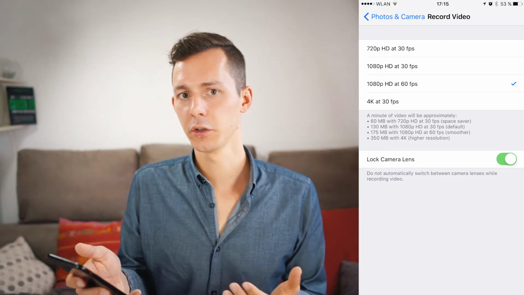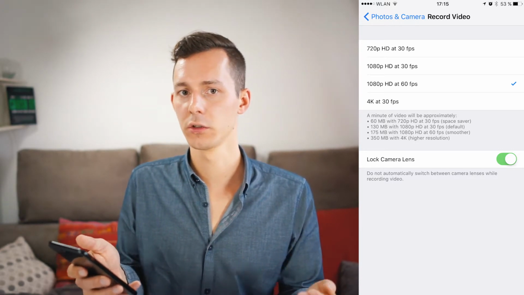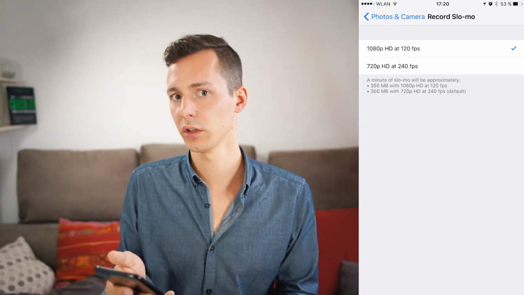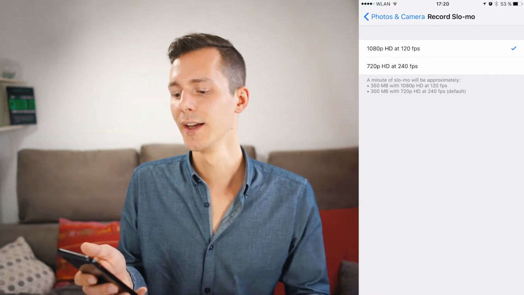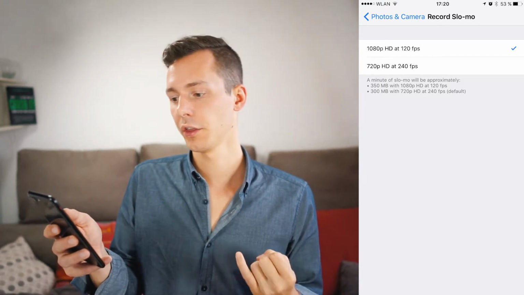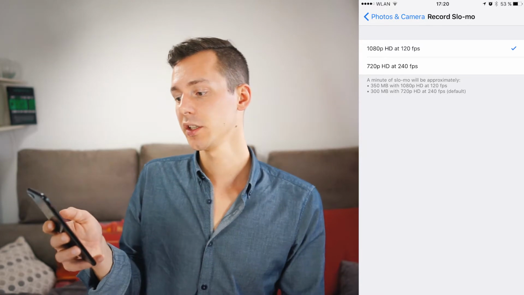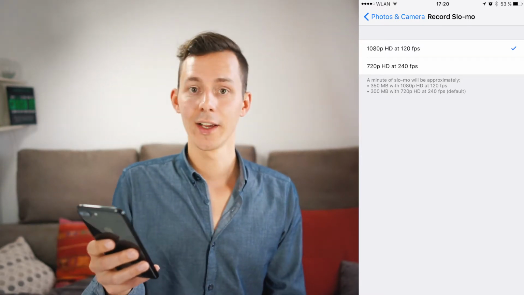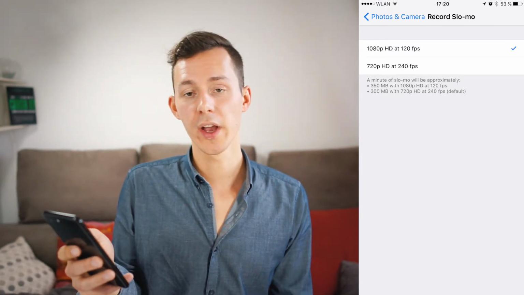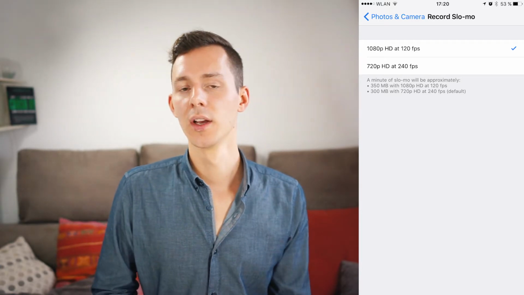But if you actually want to use the slow motion mode of the iPhone, which shoots 120 frames or 240, but then in just HD, then you would have to count on 350 megabytes for full HD at 120 frames per second and 300 megabytes for normal HD at 240 frames per second. And that's per minute.